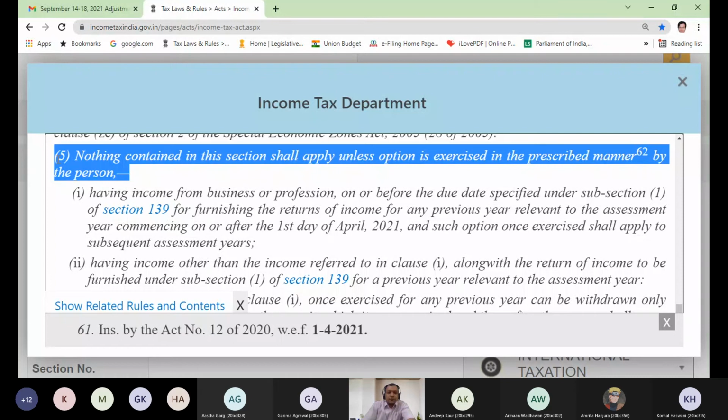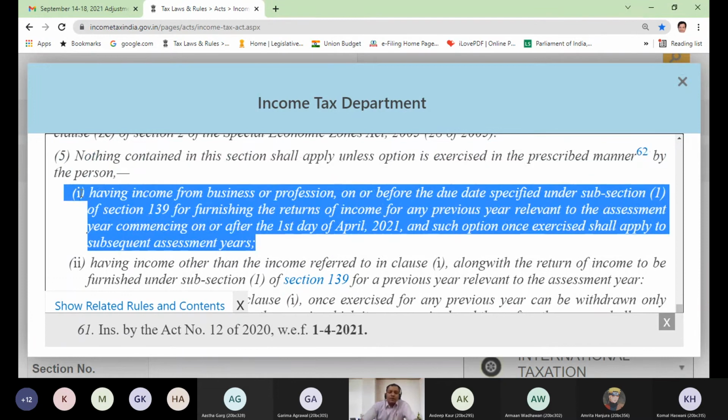Read it. Nothing contained in this section, that means provisions of section 115BAC, shall apply unless the option is exercised in the prescribed manner by the person. Clause 1: having income from business or profession on or before the due date specified under subsection 1 of section 139 for furnishing the returns of income for any previous year relevant to the assessment year commencing on or after 1st day of April 2021, and such option once exercised shall apply to subsequent years.